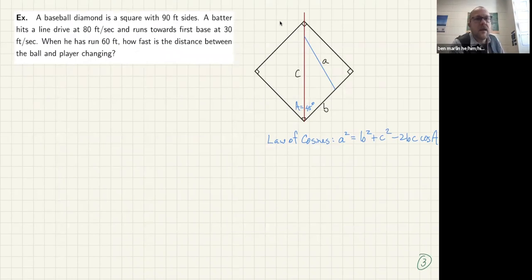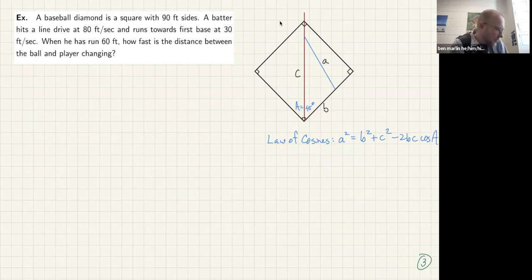All right. Here's another one. We're looking at a baseball diamond, and I have to give you the piece of information in case you're even more of a nerd than me and you don't realize that a baseball diamond is actually a square, and the sides of the baseball diamond are 90 feet on the side.